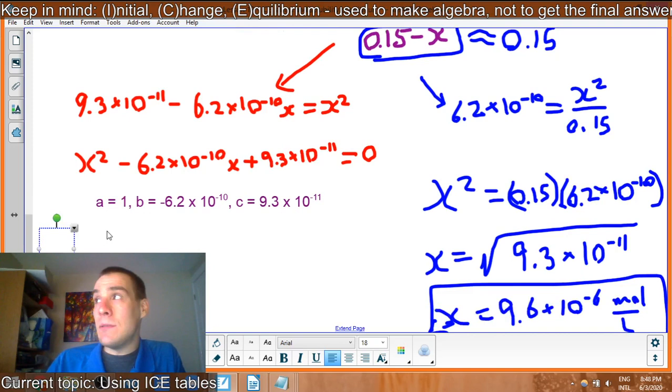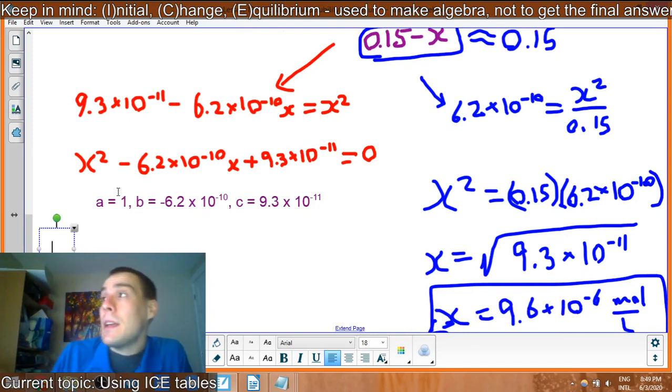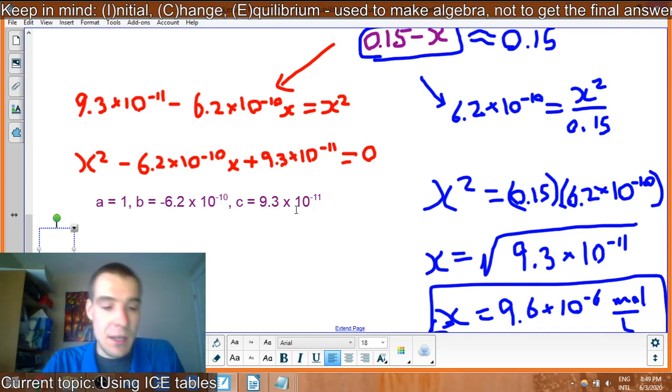And then you can use your quadratic equation, you know, x equals minus b plus or minus the square root of b squared minus 4ac all over 2a, with a equals 1, b equals minus 6.2 times 10 to the negative 10, and c is 9.3 times 10 to the negative 11. You just run it through the quadratic equation. I'm going to do that with an online solver because I feel lazy.